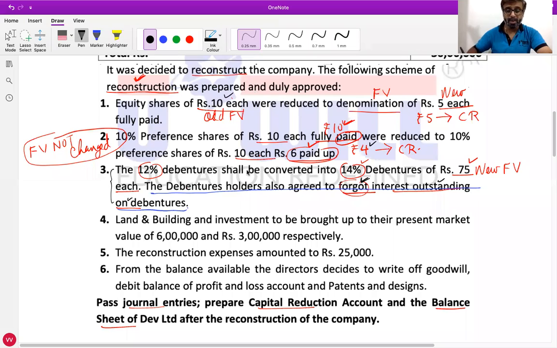What will be the entry for this? Debenture interest account debit to capital reduction.